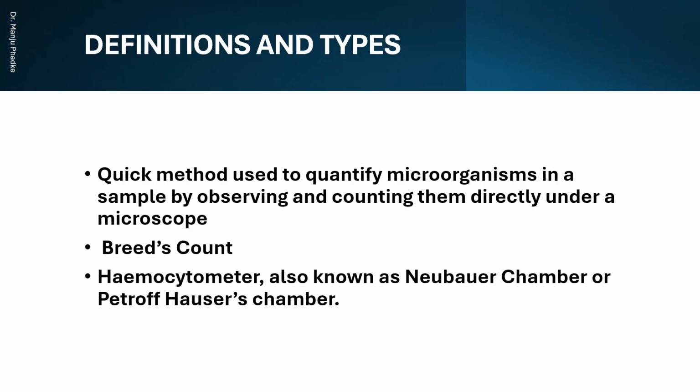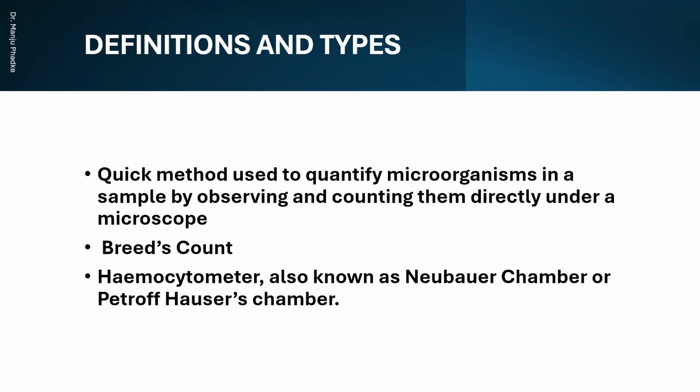Let us now look at what is meant by a direct microscopic count, or DMC as it is also known. DMC is a quick method that enables us to count the microflora in a given sample. It is used to quantify microorganisms in a sample by observing them and counting them directly under the microscope. It is often used as a platform test in dairy microbiology.